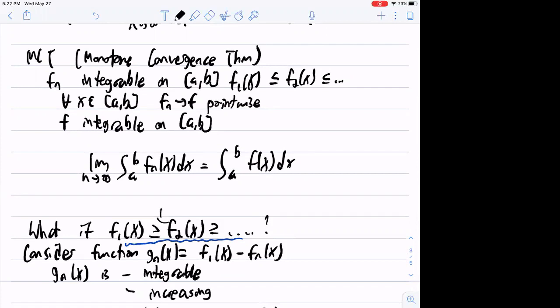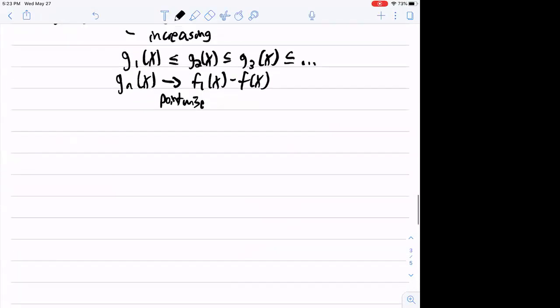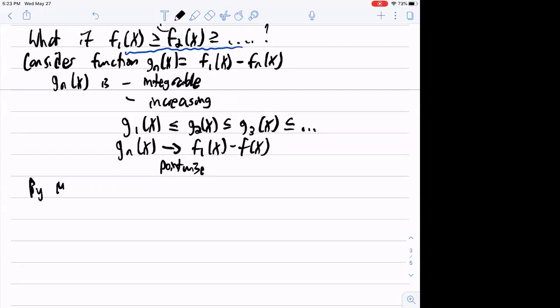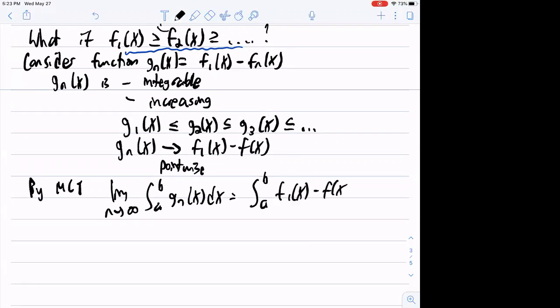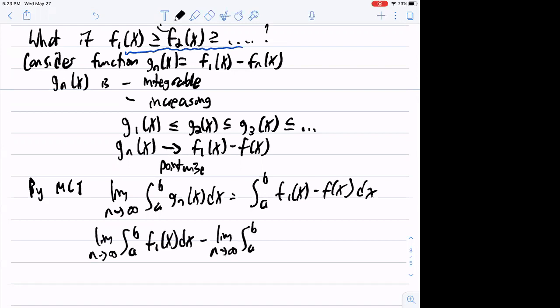I changed from this way to this way by considering the difference. So by MCT, the limit as n goes to infinity of the integral from a to b of gn of x dx is the integral from a to b of f1 of x minus f of x. But what was gn? Gn was f1 minus fn. So this is the limit as n goes to infinity of the integral from a to b of f1 of x dx, I'll split it up, minus the limit as n goes to infinity of the integral of fn of x dx.